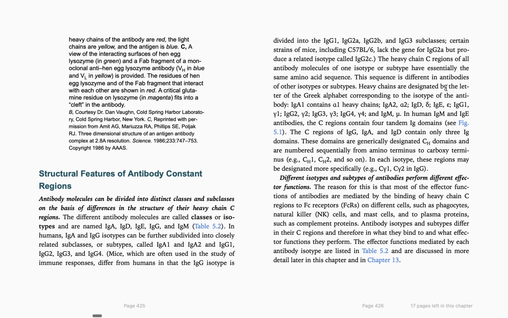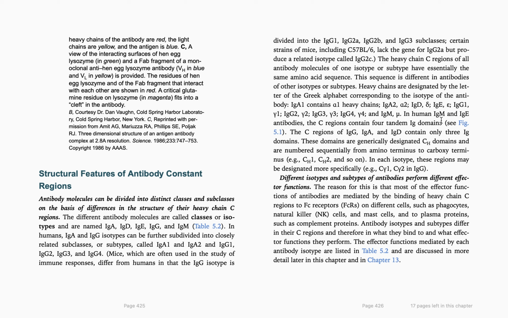Heavy chains are designated by letters of the Greek alphabet corresponding to the isotypes of antibody. This is IgA containing alpha 1, IgA2 alpha 2, IgD delta, IgE epsilon, IgG1 gamma 1, IgG2 gamma 2, IgG3 gamma 3, IgG4 gamma 4, and IgM mu.